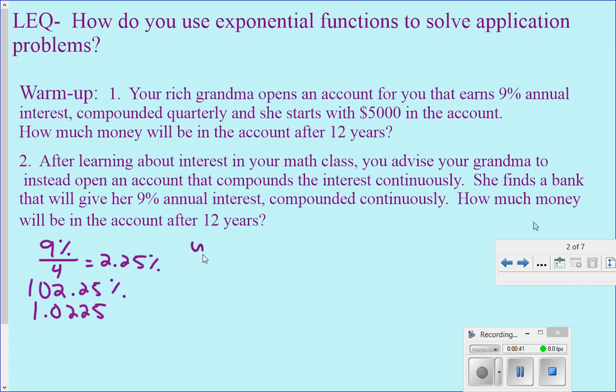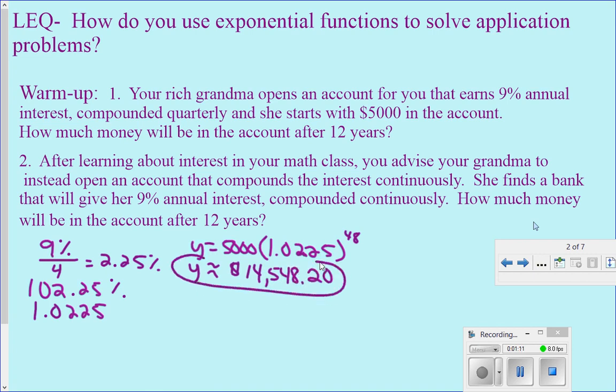So I have y equals 5,000, the initial amount, times 1.0225. And that's raised to the number of quarters because we're compounding quarterly. So if it's 12 years, that would be 12 times 4 is 48 quarters. So that's the equation that I need to type in the calculator. When I do that, I get approximately $14,548.20. That is the answer. Okay, and that was number 1.